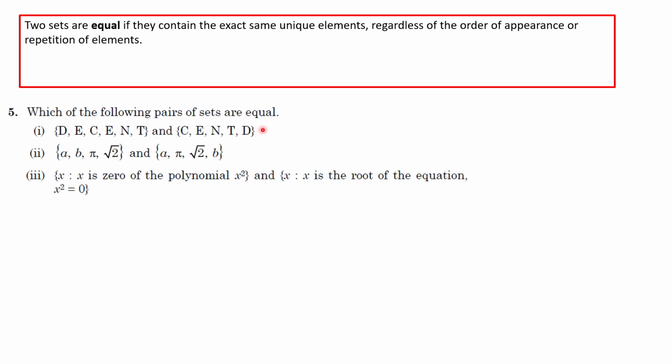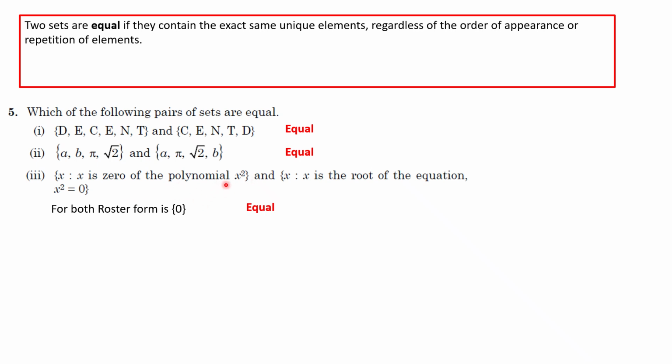Which of the following pairs of sets are equal? If you see here, you have members C, D, E, N and T. Here also same members, so it is equal. Second one also equal. Third one, x is a 0 of the polynomial x square and x is a root of the equation x square equal to 0. So for both, the roster form is 0 only. So this is also equal.